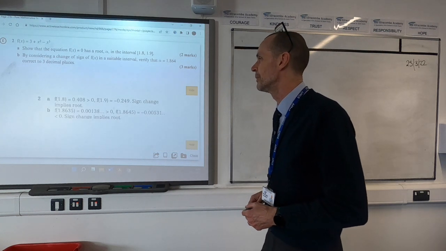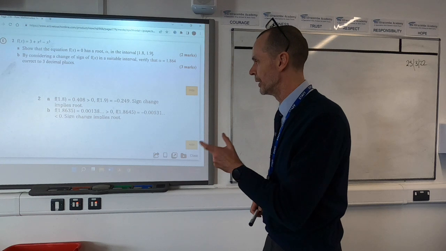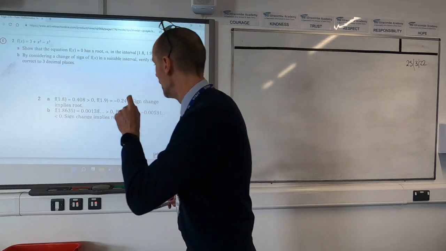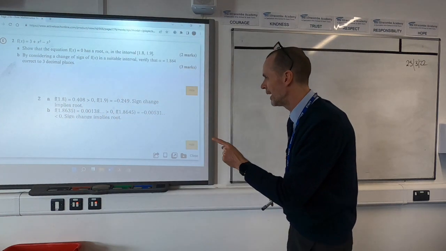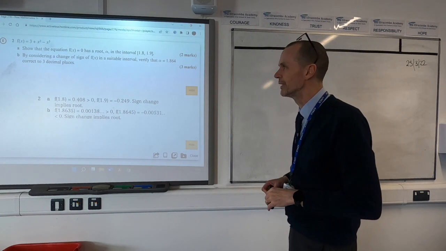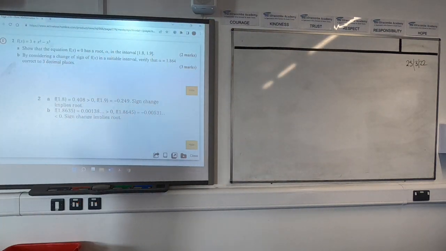So hopefully you did f of 1.8, f of 1.9 and showed there was a sign change. But then the key bit is the two values for part B were 1.8635 and 1.8645. Again, sign change implies there's a root between those two values. But of course we can only use sign change if we're given the clue. So show that it's between 1.8 and 1.9. How do we know that it's between 1.8 and 1.9? Where have they got that information from? Well, that's where the second technique that we will learn comes in, which we'll do on Tuesday.